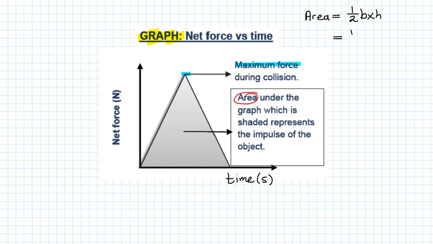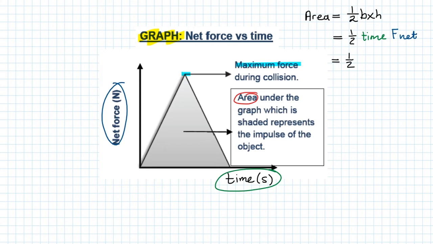But in this case, what is the base? Well, the base is time, so let's go and plug time into this equation. And what is the height? Well, the height is the net force. So over here, I'm going to plug in F net. If we move these values around, yes, there is a half in front of this. The half is just because the area looks or is a triangle, so don't allow that to confuse you. But we actually have the net force multiplied by the time or change in time.